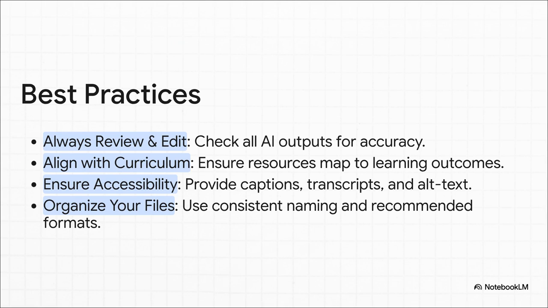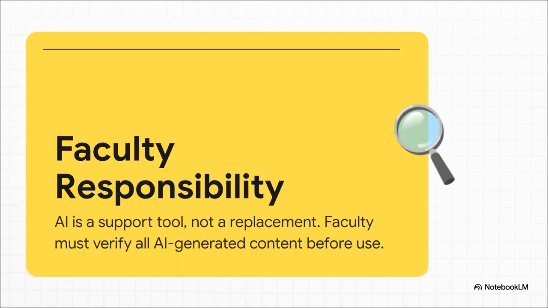First and foremost, and this one is non-negotiable, you have to be the final editor. Always check what the AI creates for accuracy. Equally important, make sure that every cool new thing you make actually connects back to your course's learning goals. And please, don't forget about accessibility. Things like captions, transcripts, and alt text are absolutely essential. Oh, and trust me on this one, a little bit of file organization up front will save you a world of pain later on.